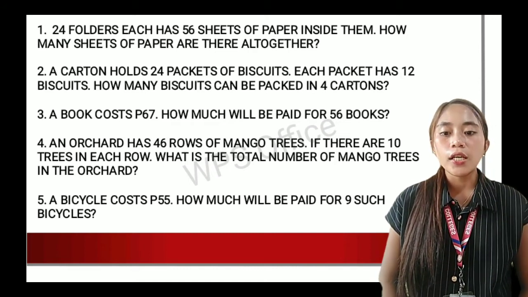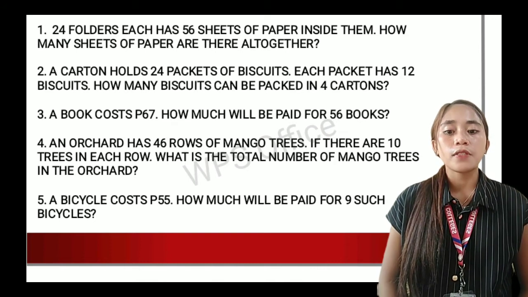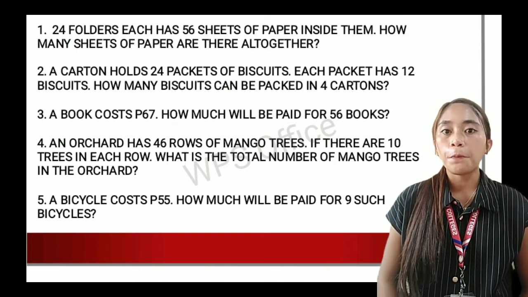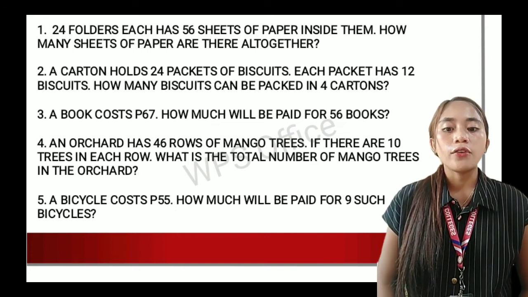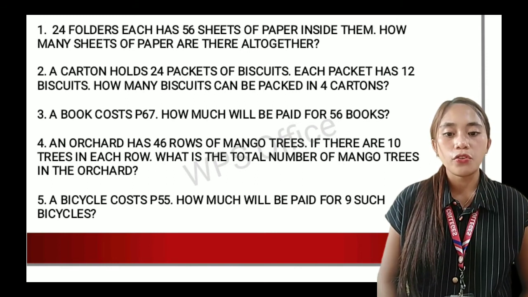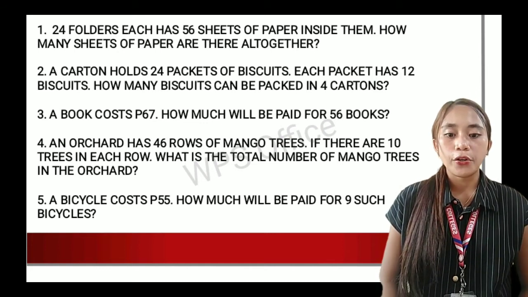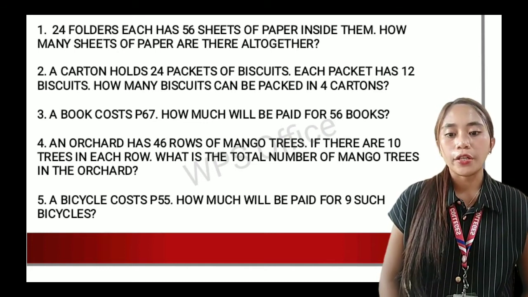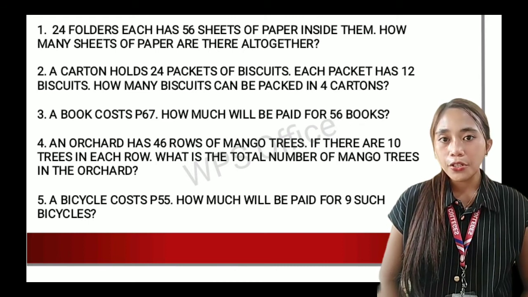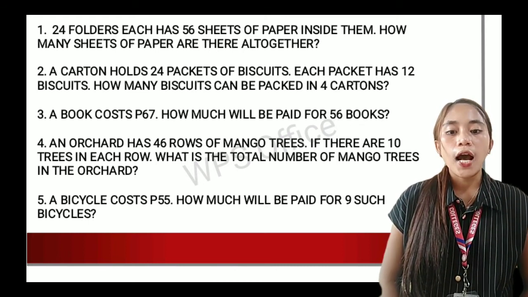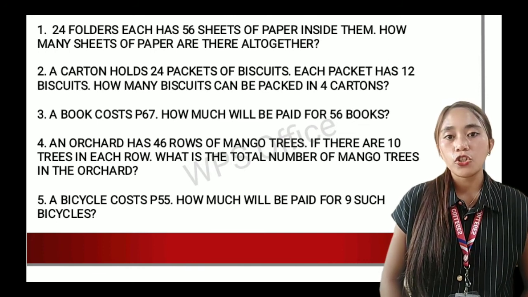Number 3, a book costs 67 pesos. How much will you pay for 56 books? Number 4, an orchard has 46 rows of mango trees. If there are 10 trees in each row, what is the total number of mango trees in the orchard? So, the last one, number 5, a bicycle costs 55 pesos. How much will be paid for 9 such bicycles?